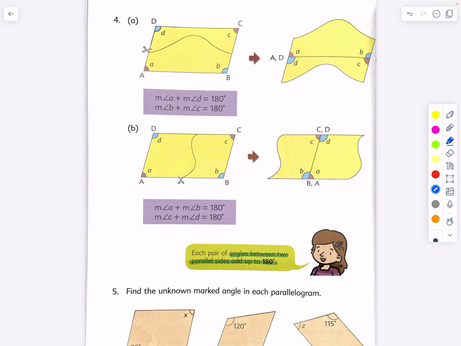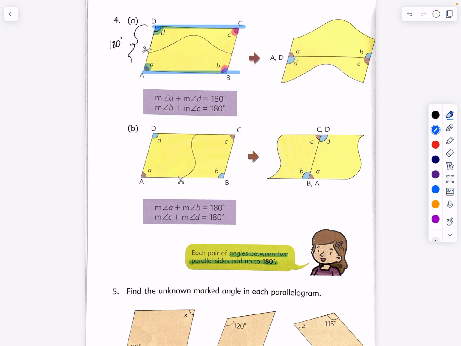Let's identify an example. Side CD is parallel to BA. Therefore, we have two angles between two parallel sides. We have angle D and angle A, and together D plus A add up to 180 degrees. We also have another pair of angles, C and B, which are between two parallel sides, right?